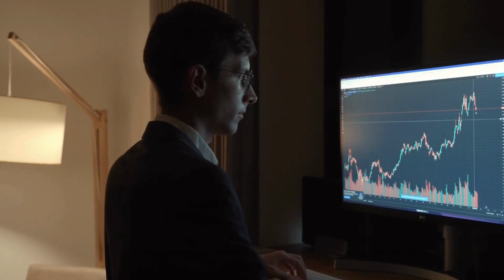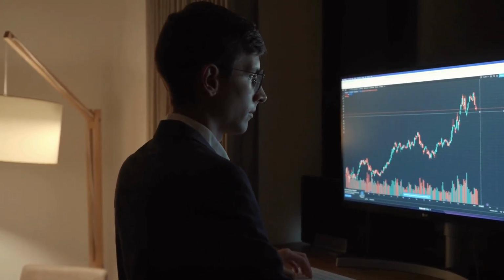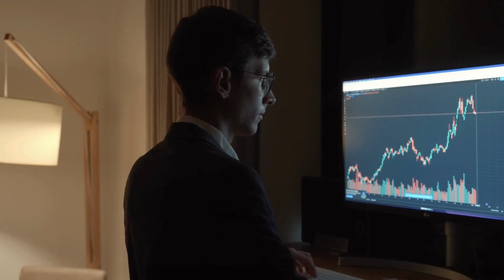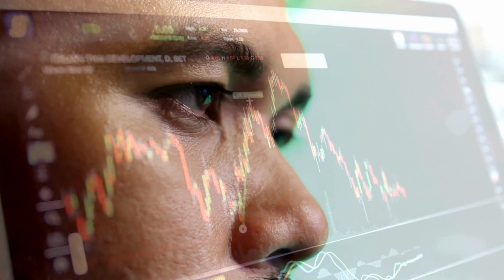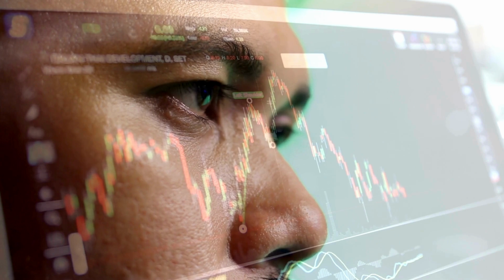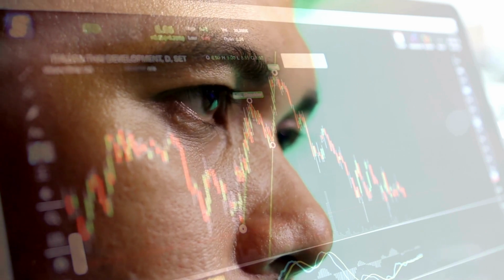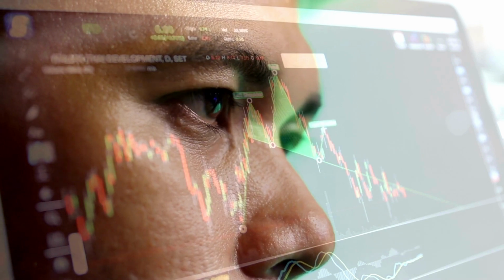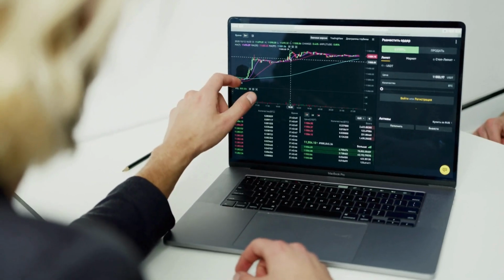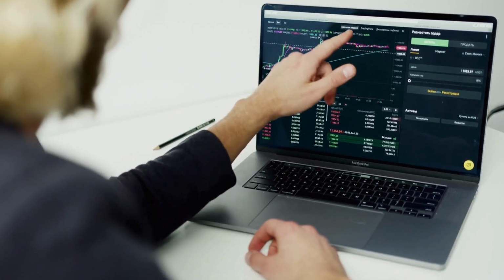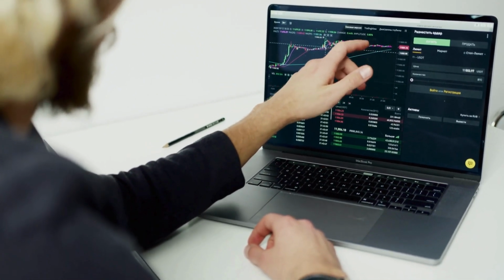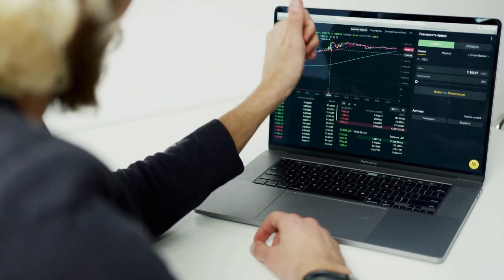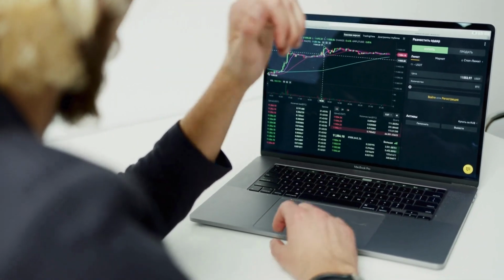Another significant advantage of demo accounts is that they help you build the confidence needed to trade in a real market. By practicing consistently, you can learn to control your emotions in the face of market volatility. Most traders lose money because they let fear and greed take over their decisions. A demo account removes that pressure, allowing you to focus on making logical, strategic choices.